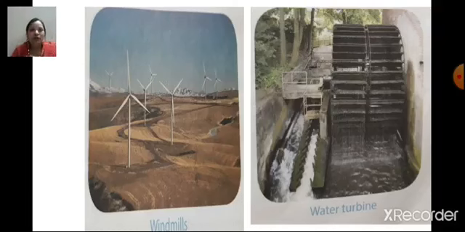Now in this picture, on the left hand side, there is a picture of a windmill. On the right hand side, there is a picture of a water turbine. When water falls on these turbines, the turbines move and electricity is produced.